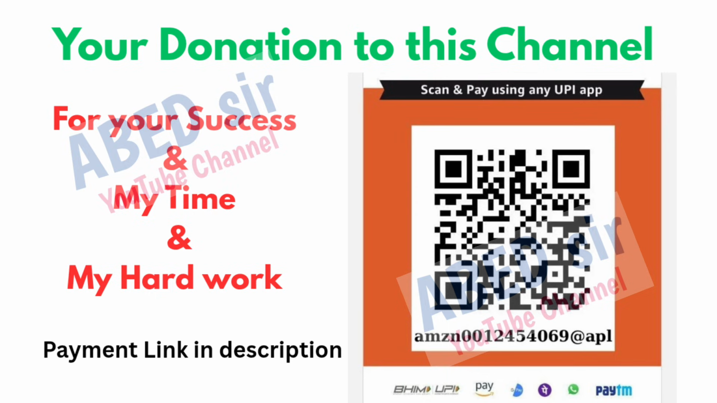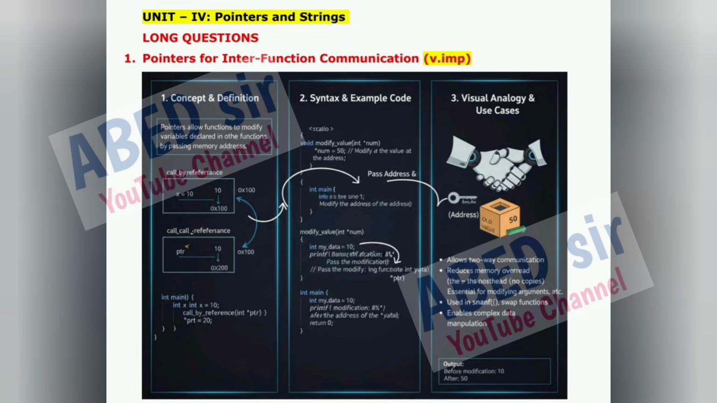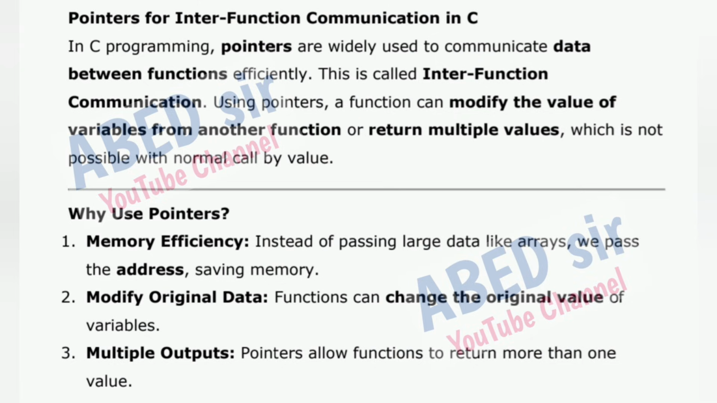First important long question is 1. Pointers for interfunction communication in C. In C programming, pointers are widely used to communicate data between functions efficiently. This is called interfunction communication. Using pointers, a function can modify the value of variables from another function or return multiple values, which is not possible with normal call by value.